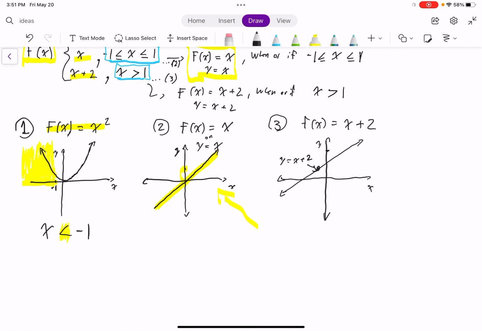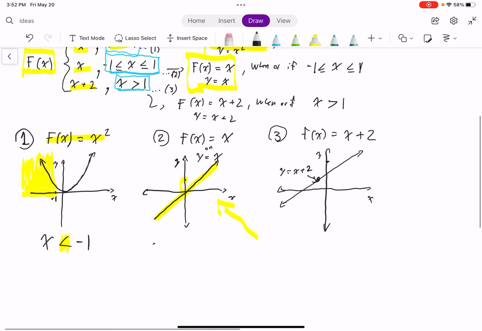And for the second one, it's between negative 1 and positive 1. Now, I just want to redraw that.